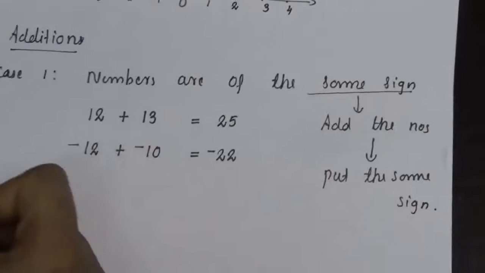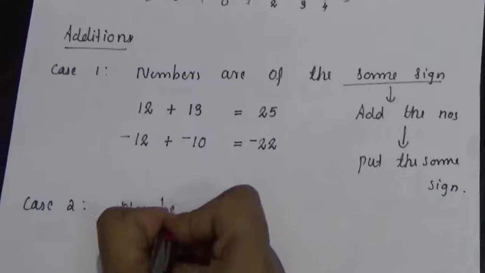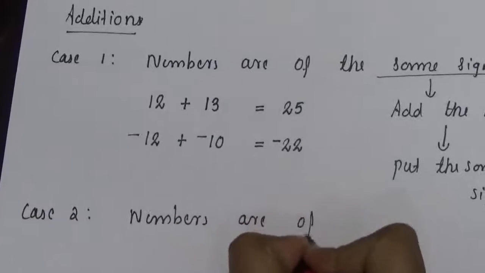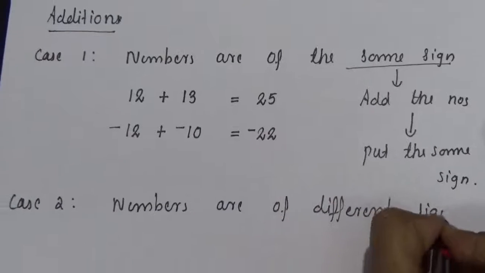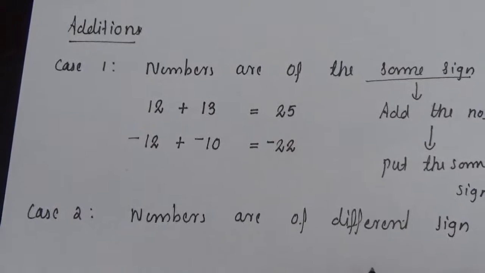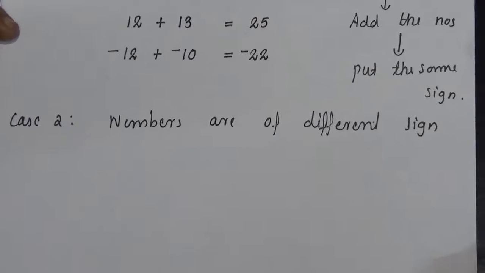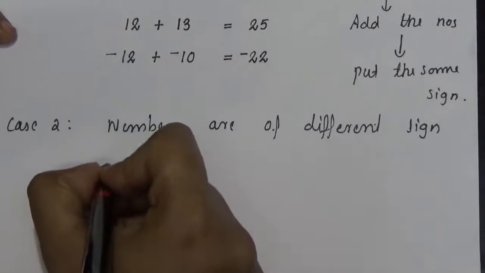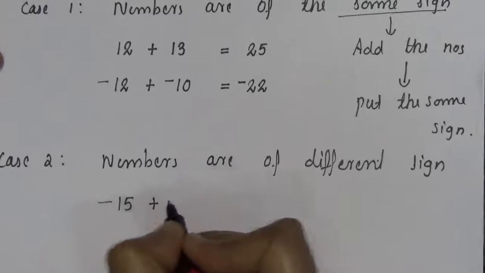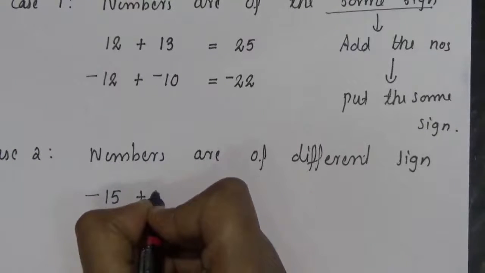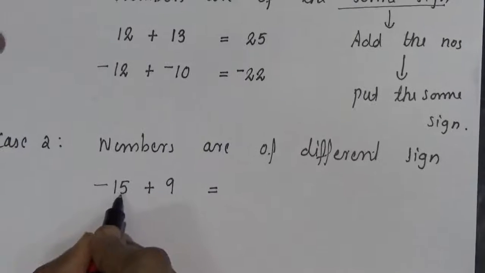Okay, now let's go to case 2. In case 2, we discuss the addition of numbers of different signs. Different signs means one number will be positive, the other number will be negative. Now let's consider two numbers, one positive and the other negative. Suppose the first number is -50, and we are adding a positive number to it. Let that number be 9. So here we have the addition of two numbers, -50 and 9.